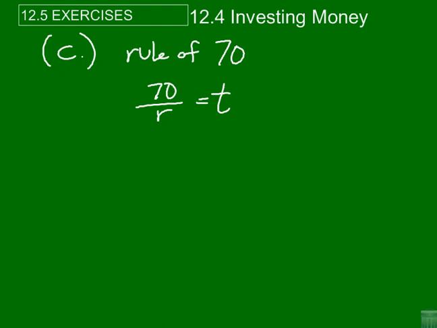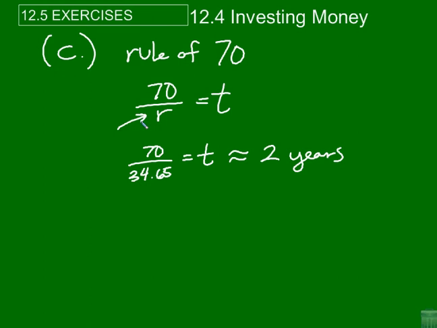of 34.65%. So if I take 70 over the 34.65% rate equals t, that's roughly 2 years, so that's a pretty good estimate. There we go. And again, this r is not the percentage, it's just the rate itself, just the value itself.